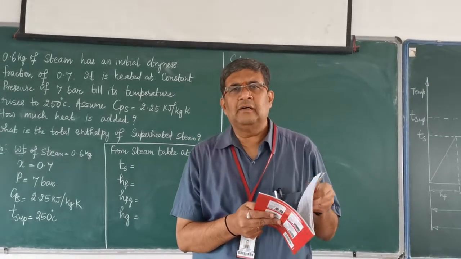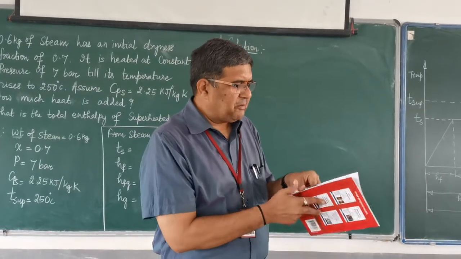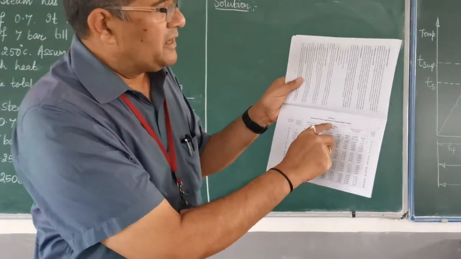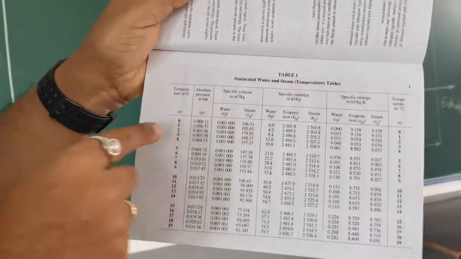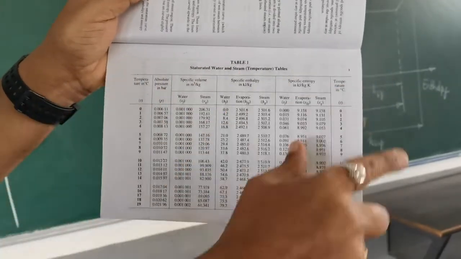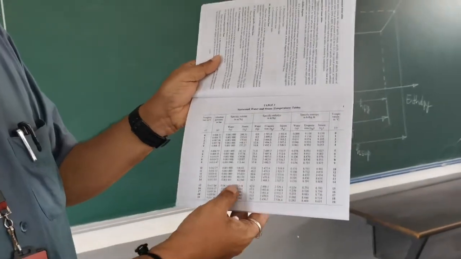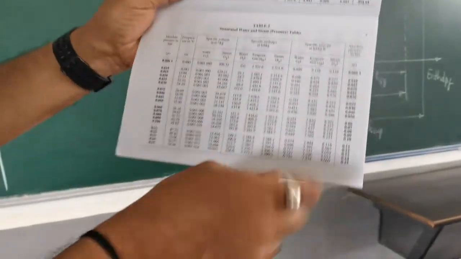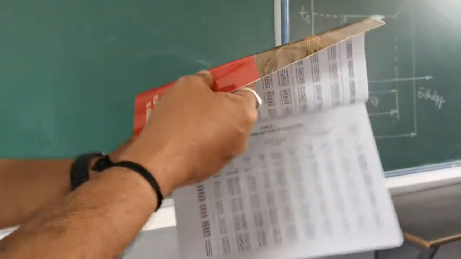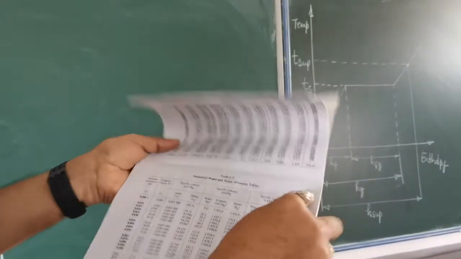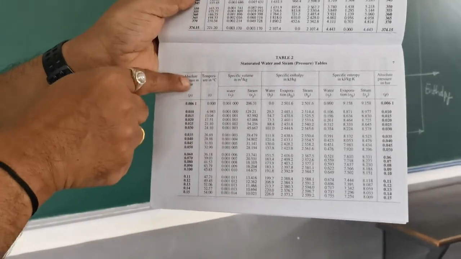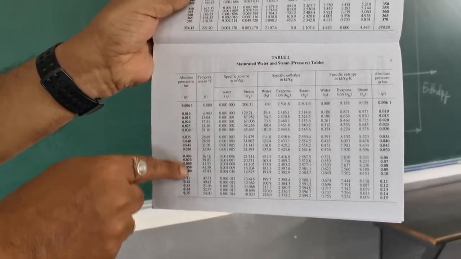In the steam table there are two things. One is temperature based. If you see the chart, the first part is saturated water and steam, that is temperature based. Here we have all temperatures and the other values. We are not going to use this. We'll be using the other one, which is pressure based. On page number 7, for example, in my book, steam tables by Khurmi, we have saturated water and steam pressure tables. Here you will have the values of absolute pressure given in bar.